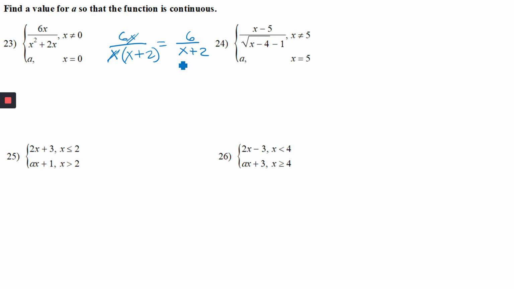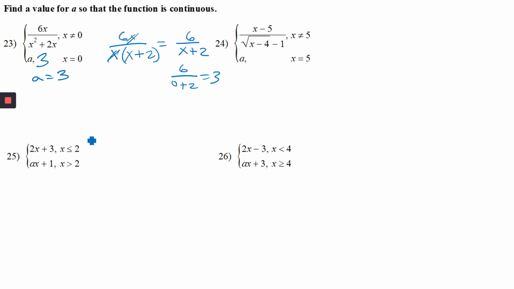Now when x is 0, what does this come out to? So if I let x equal 0, let me erase that. X equals 0 means this is going to come out to 3. So that means to fill in the hole, I should let a equal 3. So this is going to equal 3 when x equals 0. That will fill in the hole that this one creates.